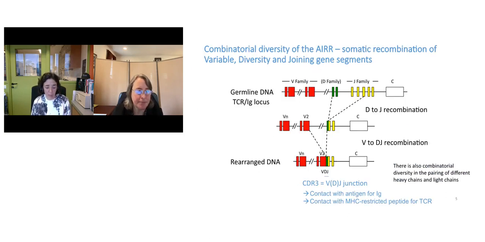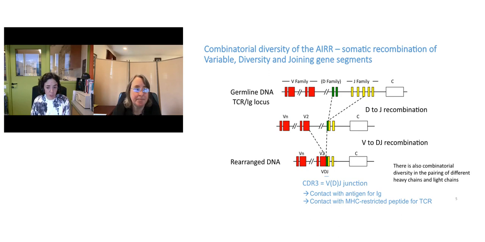So how can they be that diverse? This is mainly due to a unique mechanism called somatic recombination that leads to the generation of each unique TCR or BCR. This is based on the genomic locus for TCR and immunoglobulins, or BCR, that are composed of different gene families, the V family, the D family, and the J family.